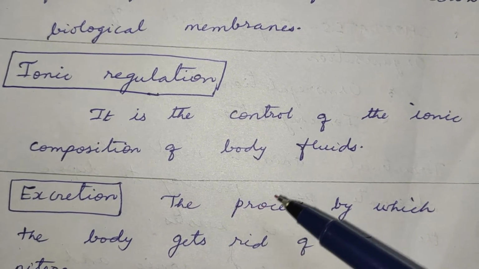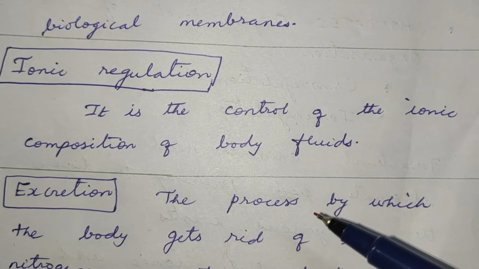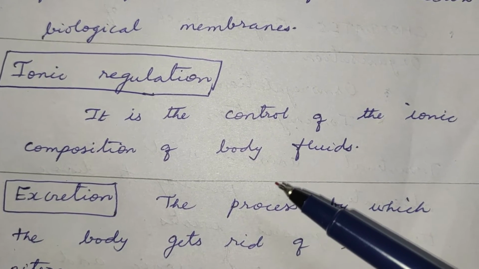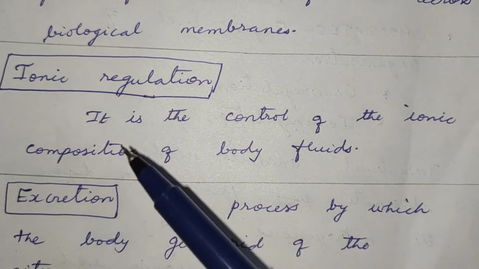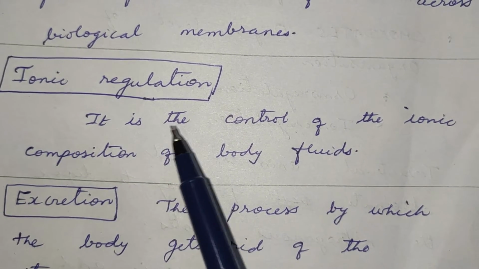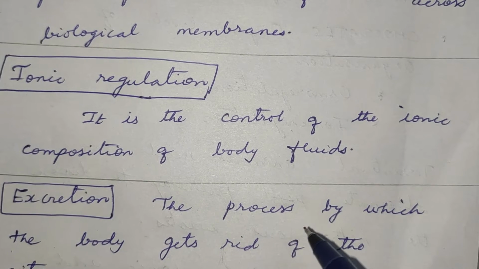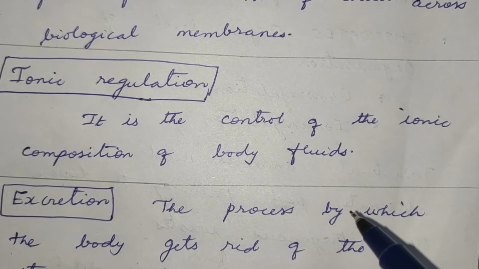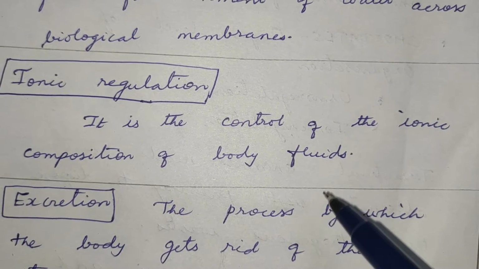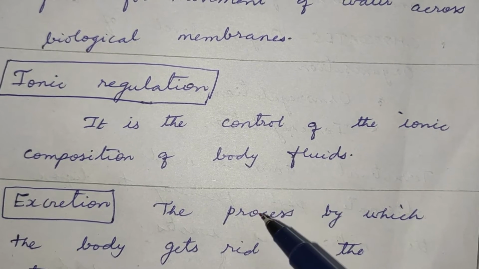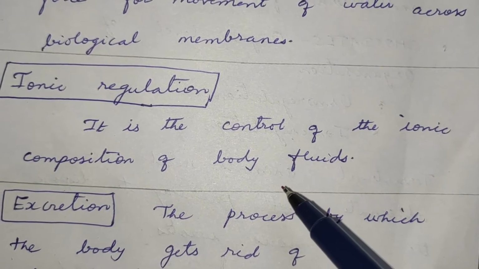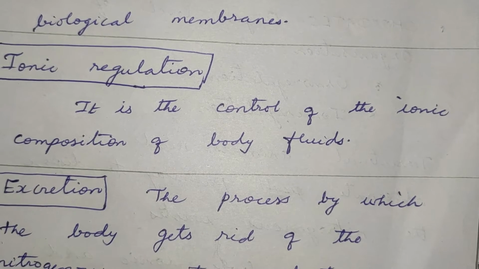Next is ionic regulation. It is a 2 mark question. Controlling the ions is called ionic regulation. It is the control of the ionic composition of the body fluids. We know that body fluids have ions, so those ions should be controlled or regulated. This is called ionic regulation.